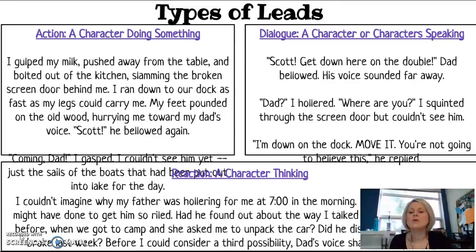So with that one, we're jumping right into the conversation. We're jumping right into the dialogue. But I also want you to notice that the writer made sure he put in "I hollered," "Dad bellowed," "squinted." It wasn't just "Dad said." Your writer used really good, strong words as the tags for the dialogue. And so this last one is a reaction, a character thing.